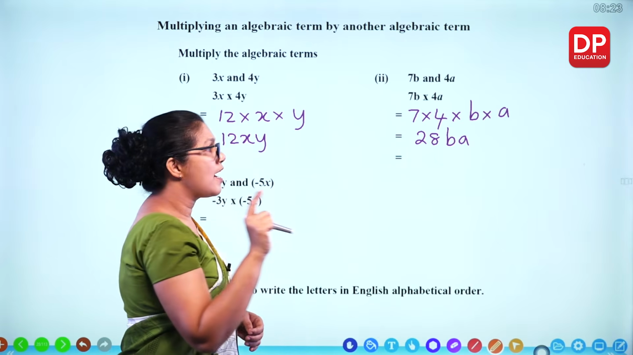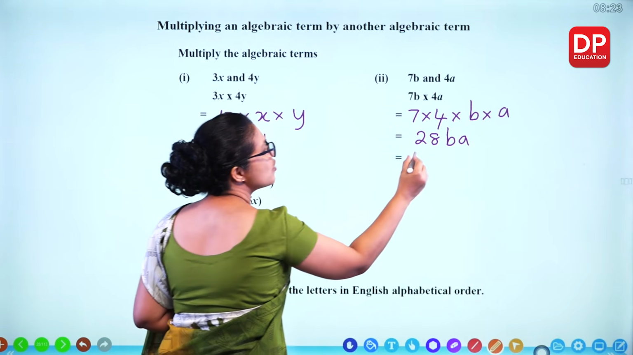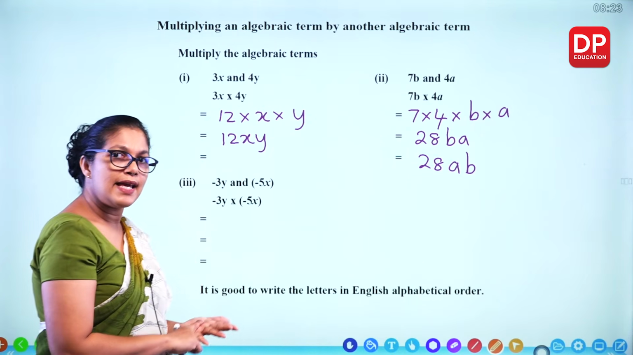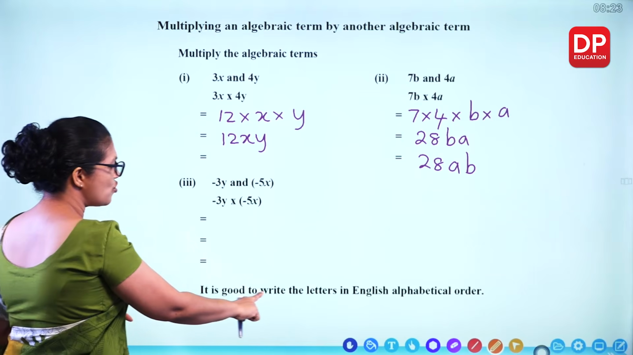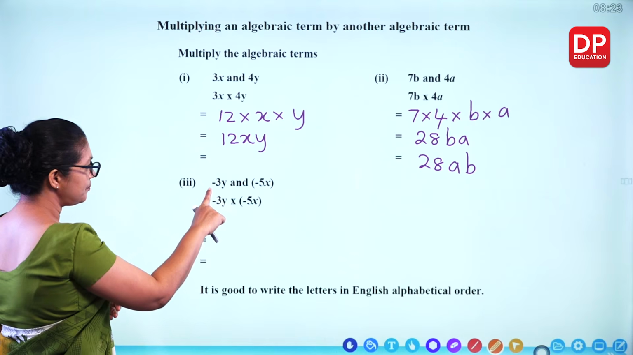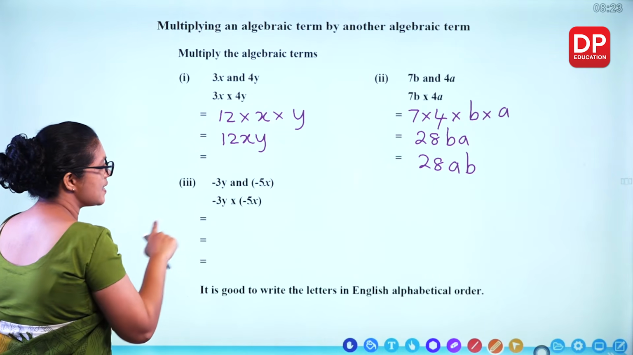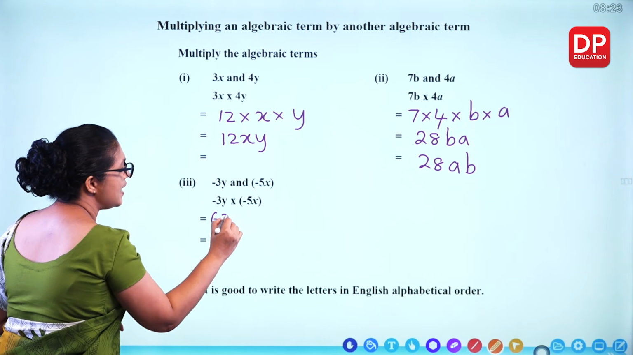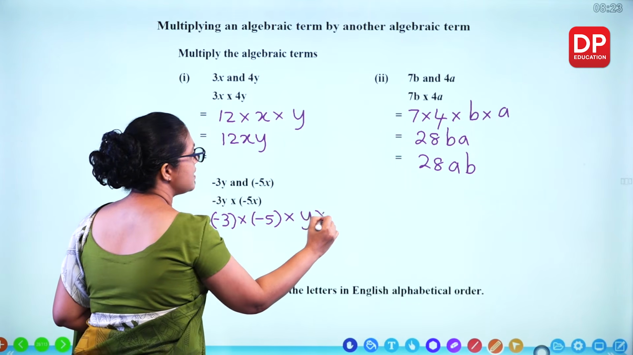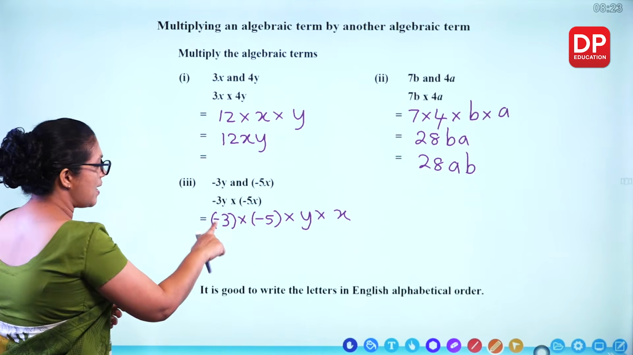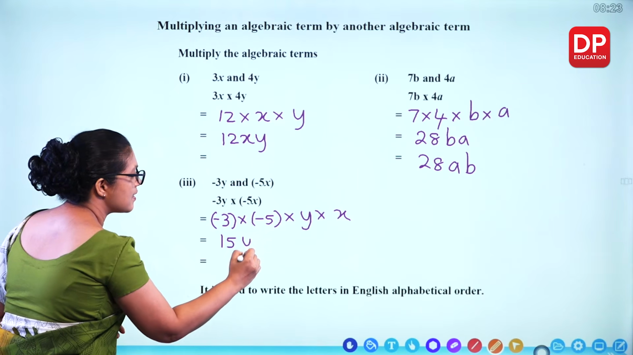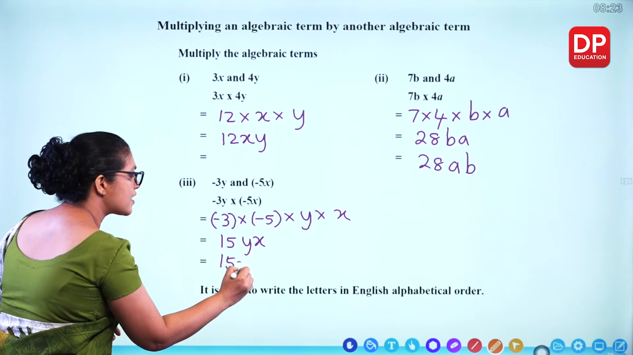It is better to write down the letters in order. 28ab. But this is not wrong. ba is okay, but it's better to write the letters in alphabetical order. This one, minus 3y, minus 5x. So we can multiply minus 3 and minus 5 first. And then y and x. Minus 3 times minus 5, plus 15yx. You can write 15xy.